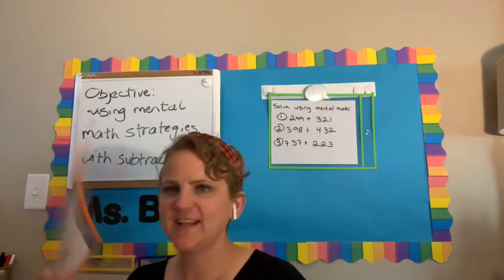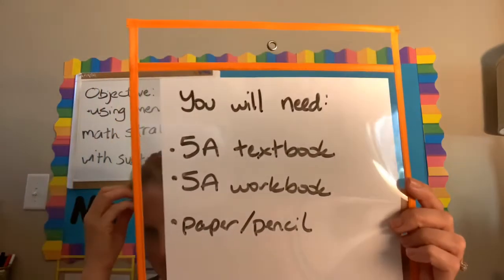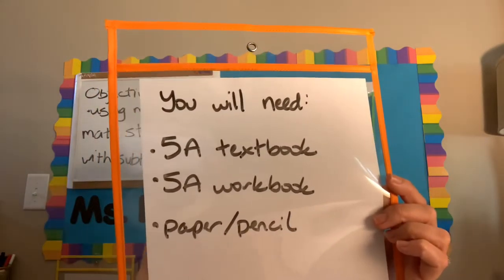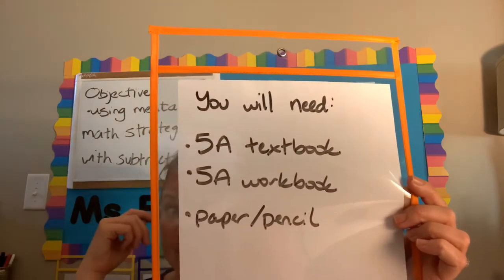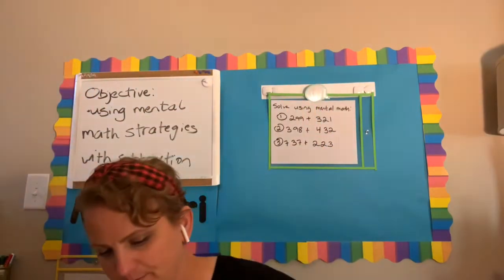As we get started today, you will need your 5A textbook, your 5A workbook, and then paper and a pencil, or potentially a whiteboard marker. So if you need to pause to get those things, please do so, and then come on back.